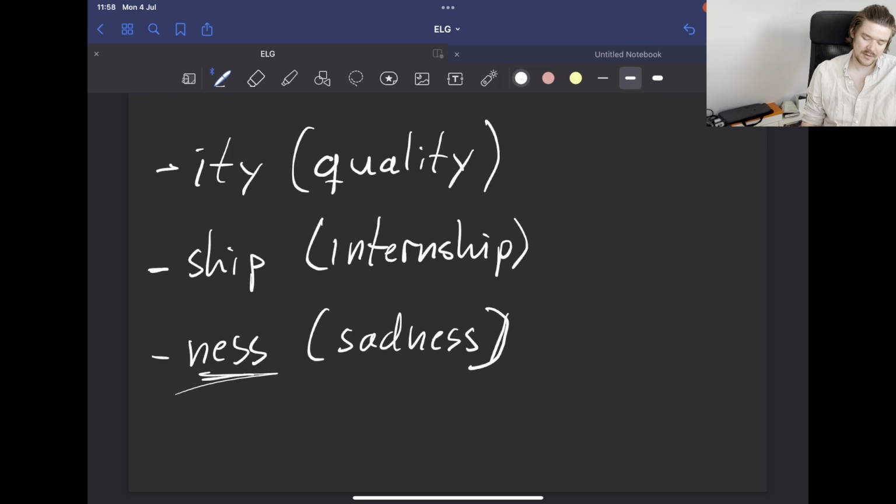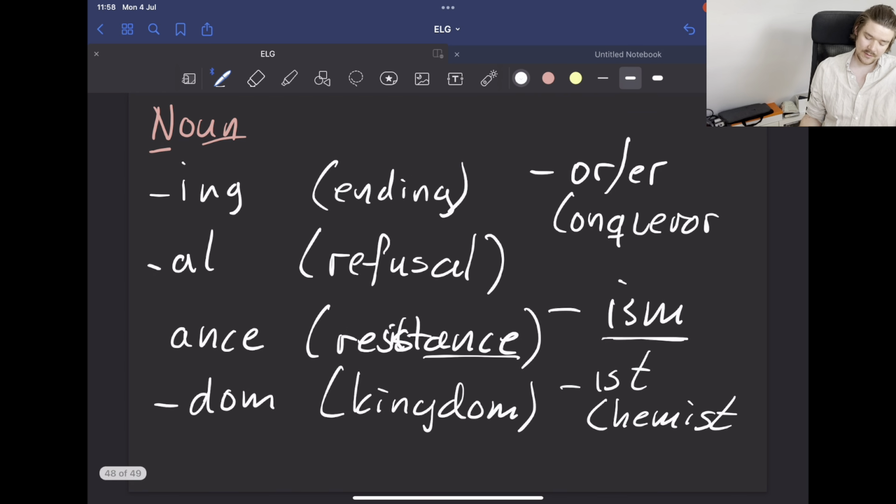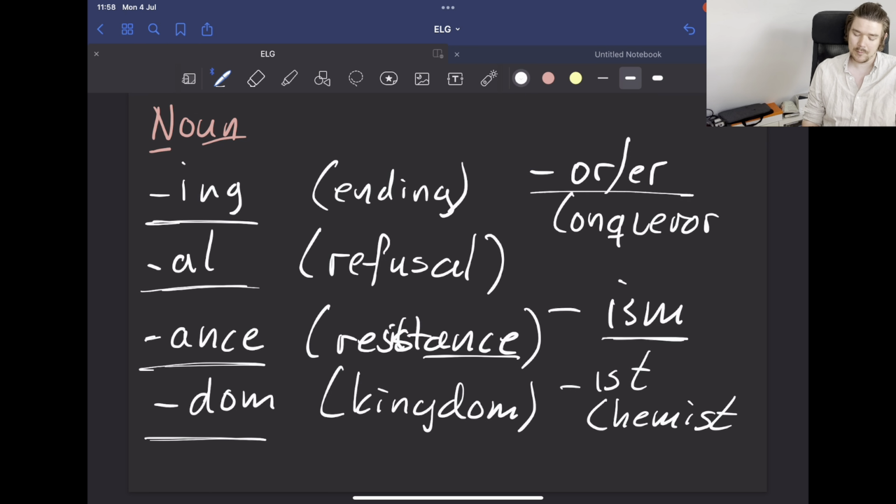And this one is particularly commonly in use for making an adjective into a noun. Happiness, sadness, wildness. So if you have an adjective, often you can put ness at the end of it to make it into a noun. Right, so these are at least on sort of like a surface level, the noun morphemes that I could come up with.